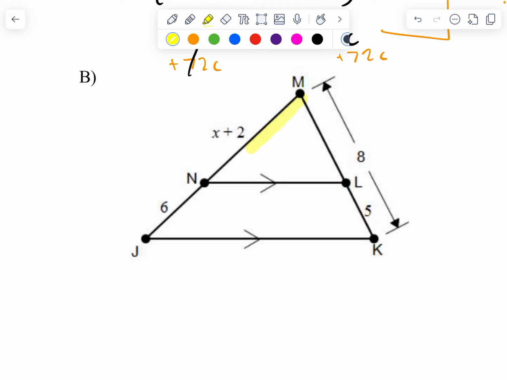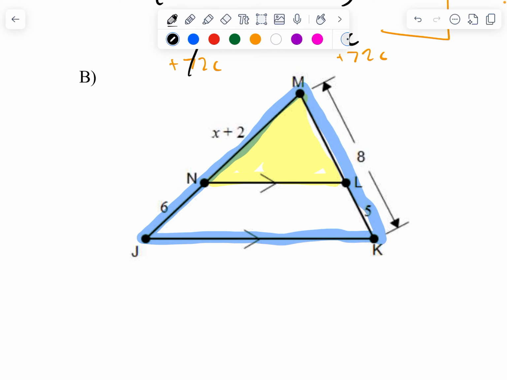Now, example B is a little harder to see. First off, figure out where your triangles are. Here's your first triangle, right? Is that whole thing there. Your next triangle is the entire outside, right? The entire thing itself is the other triangle.